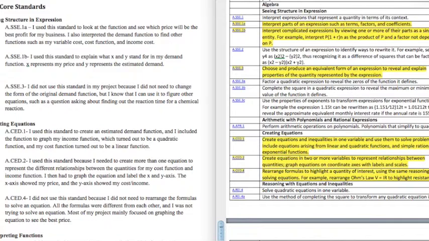After that, we have A-SSE.1b. In this standard, we need to interpret complicated expressions by viewing one or more of their parts as a single entity.